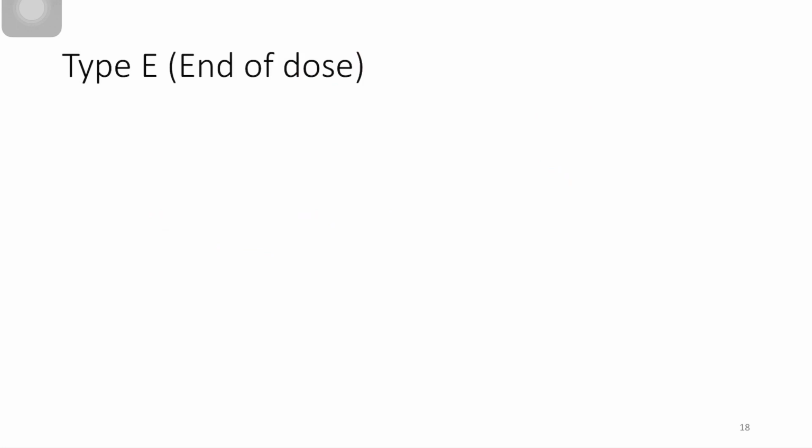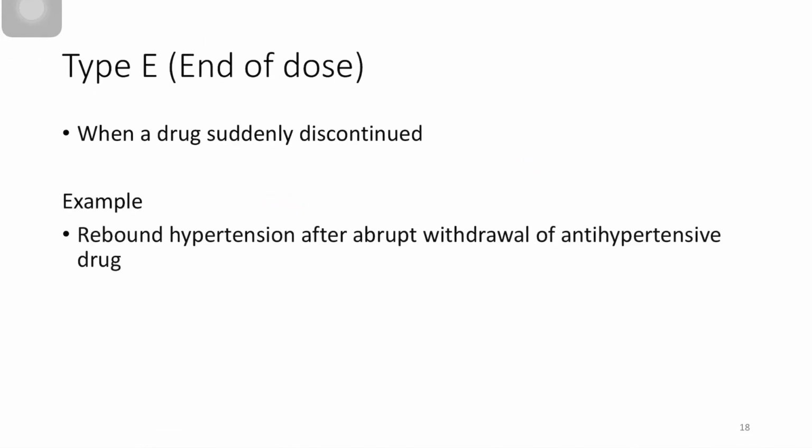Type E, that is end of dose. This is one kind of adverse drug reaction. Type E, that is end of dose adverse drug reactions, occurs when you suddenly discontinue the drug, especially with drugs like clonidine. Clonidine we will see in detail in the chapter on the autonomic nervous system. And this clonidine is basically used for the treatment of hypertension.